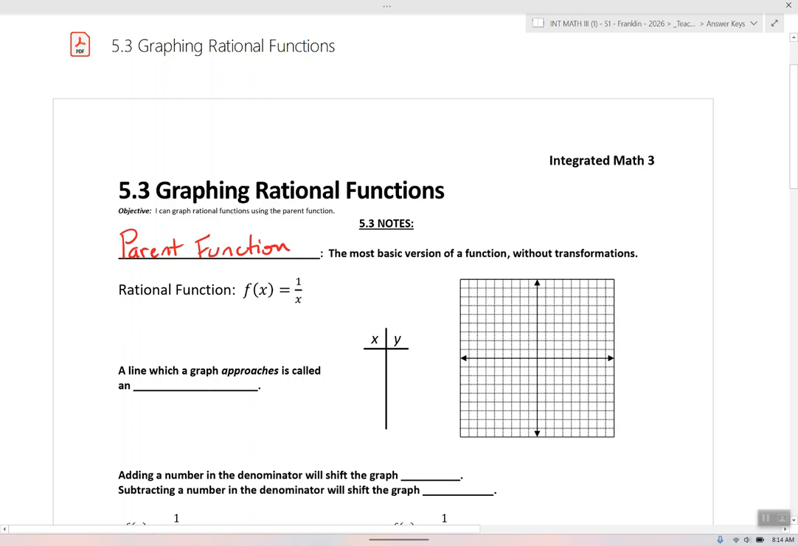And what a parent function is, it's the most basic version of a function without any transformations applied to it. So today's example, in these notes, we're looking at f of x equals 1 over x. That is the parent function for rational functions. Okay, we're going to graph this, and first we'll look at what this graph does when we put a few values in for x.